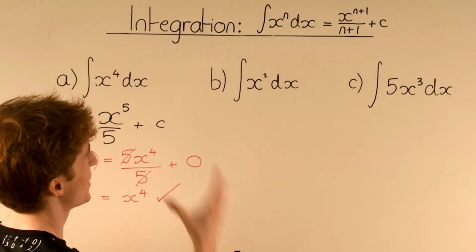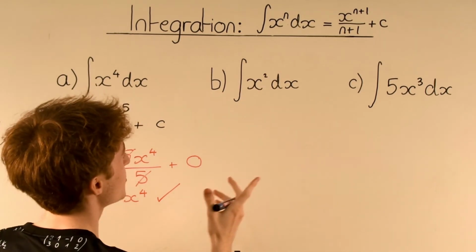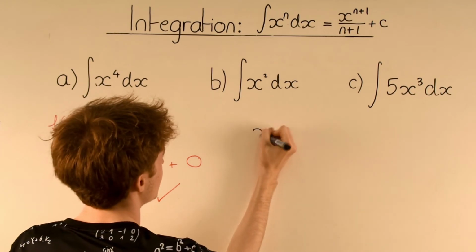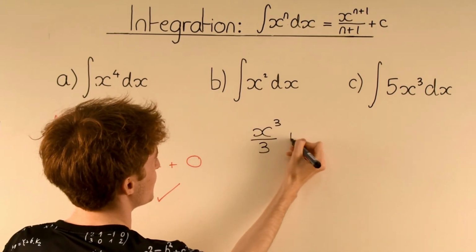Yep. Now in this second example, the power of x is 2. So according to this rule, I need to increase that power by 1. So that's going to give us x to the power of 3 divided by 3 plus c.